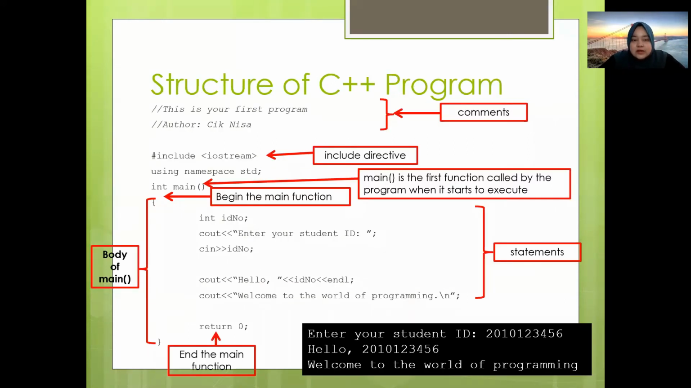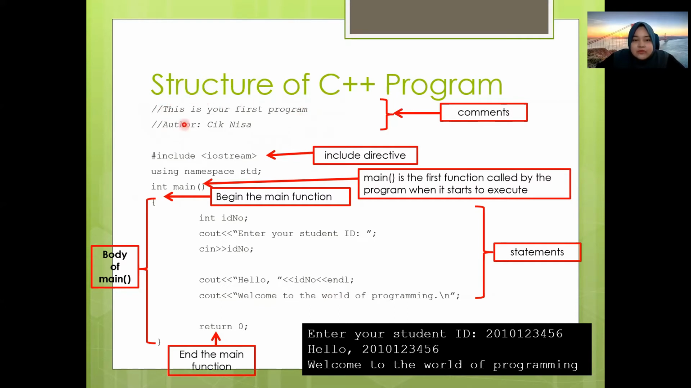So this is what the structure of a C++ program looks like. You should know and remember how to use the syntax of each coding inside a C++ program. As you can see here, this we call the comment. This is very important. This is the first statement that you should write.